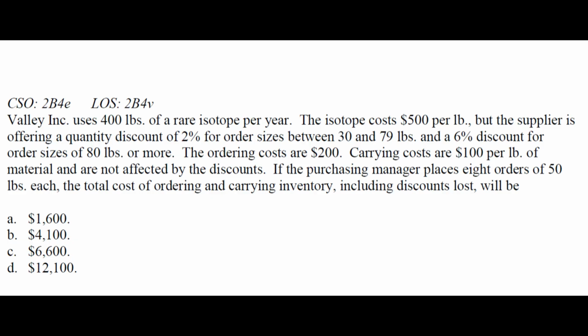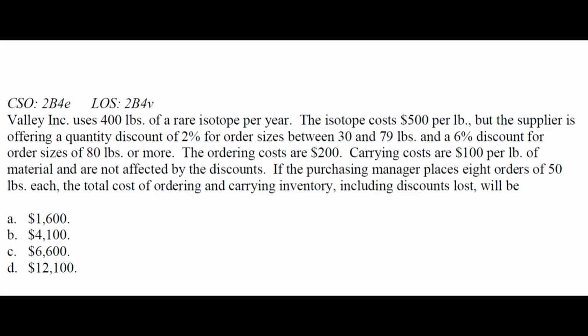Valley Incorporated uses £400 per year and orders £50 each time, resulting in 8 orders annually. Since each order is between £30 and £79, the company qualifies for the 2% supplier discount. However, if it ordered £80 or more, it would qualify for a 6% discount. Therefore, by ordering only £50 each time, the company forgoes an additional 4% discount.